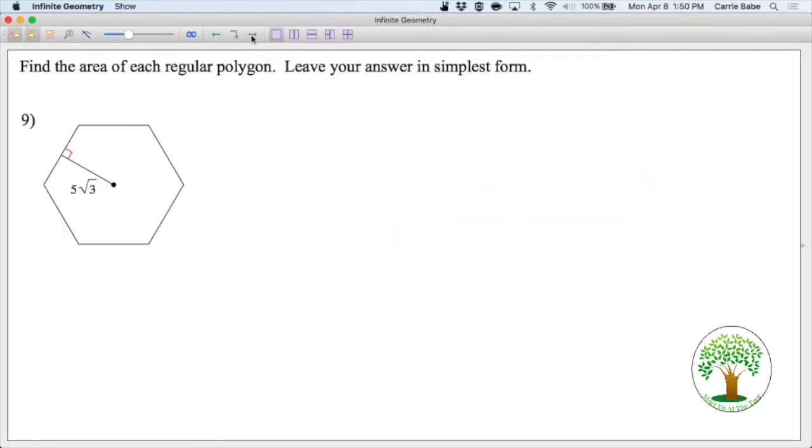Polygon, very good. This is a polygon. This is a regular hexagon. It's given us the apothem, okay? Right now we have the apothem. We could use the area is 1/2 the apothem times the perimeter. What are we missing in there that we don't have?